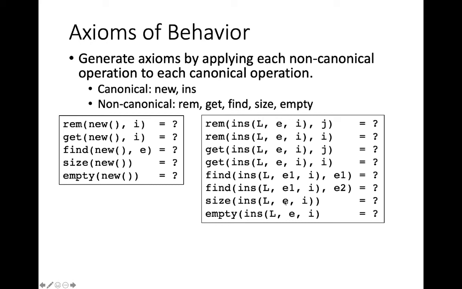Similarly with find, I have an axiom where I'm finding E1 in a list that is the result of inserting E1, and another one where I'm finding E2, which presumably does not equal E1, in a list where I inserted E1. And then the size of the result of inserting something into a list L, and then whether or not a list that has E inserted into it is empty, right?